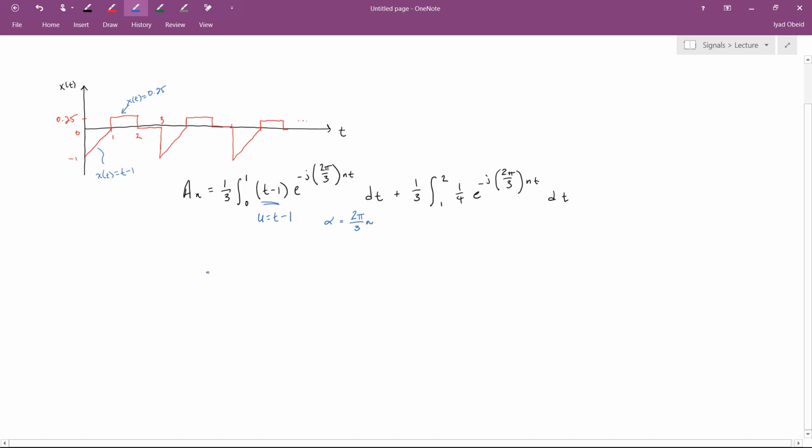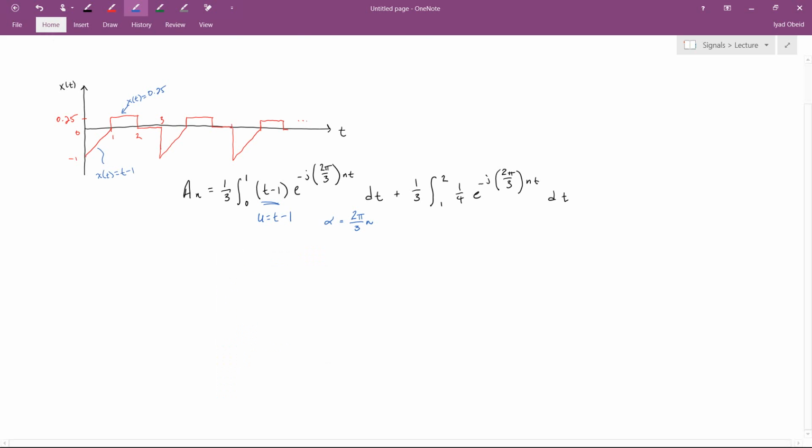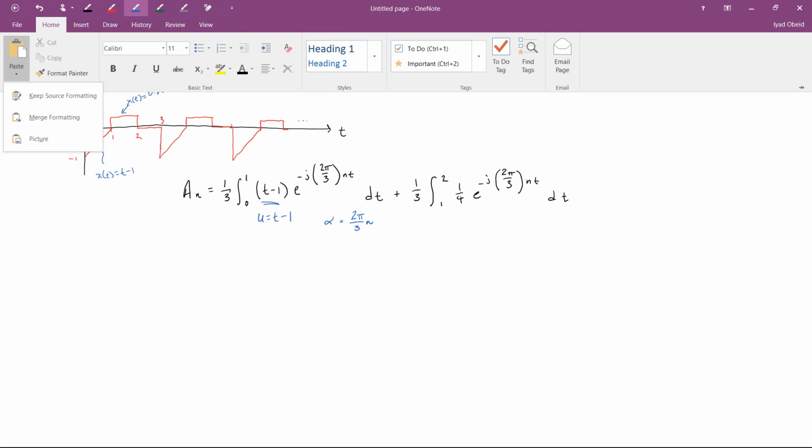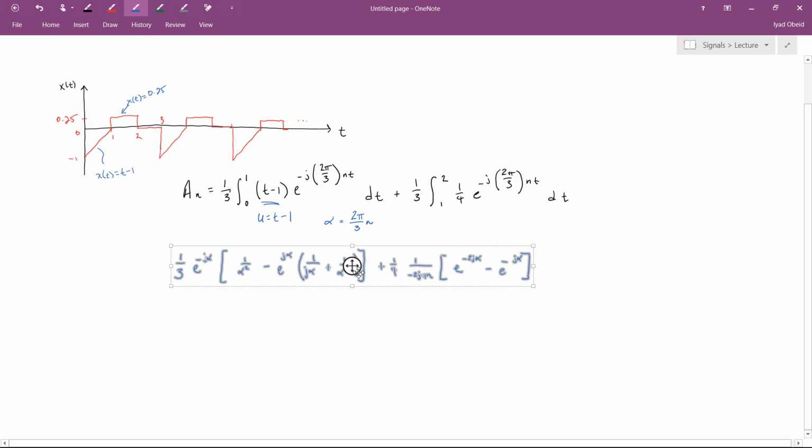So anyway, I did all that math, and after a lot of bellyaching, let's see, why won't this paste? Paste. Let's see, home, paste. Keep source formatting. There we go. We wind up with the following equation for a sub n. And it's not pretty, but it works.